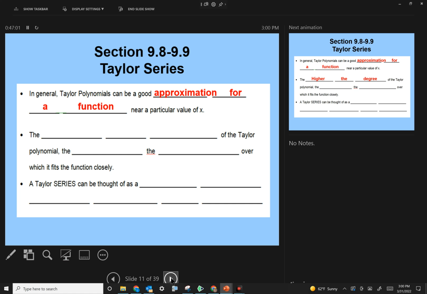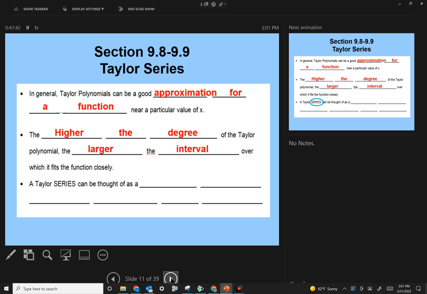Okay. Taylor polynomials can be a good approximation for a function near a particular value of x, right? Because we know the farther you go away from x, the less accurate they are. The higher the degree of the Taylor polynomial, the larger the interval over which it fits the function closely. We saw that on our graph, remember? The tangent line was kind of close for a little bit, and then we got to the cubic and it was better, and then we got to the fifth and it was better, and so on.